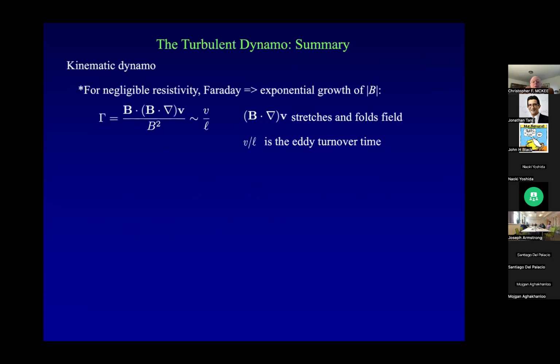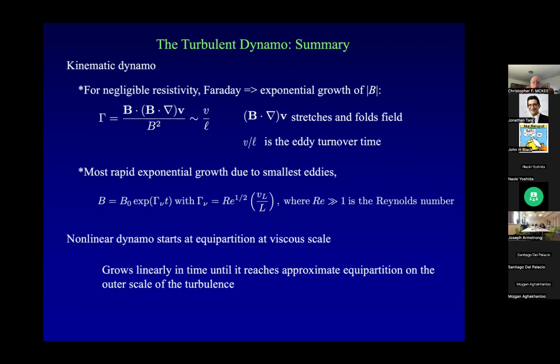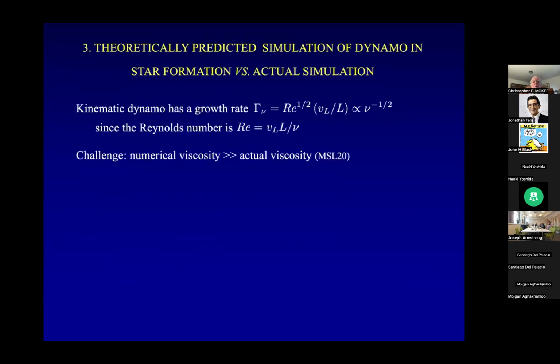Now, again, let me summarize where we've gotten to for the turbulent dynamo. For negligible resistivity, Faraday implies the exponential growth of B with this growth rate, which is of order the eddy turnover time. The most rapid exponential growth is due to the smallest eddies, and that gives you a growth rate proportional to the square root of the Reynolds number, which is large. The nonlinear dynamo starts at equipartition at the viscous scale and grows linearly in time until it reaches approximate equipartition on the outer scale of the turbulence.